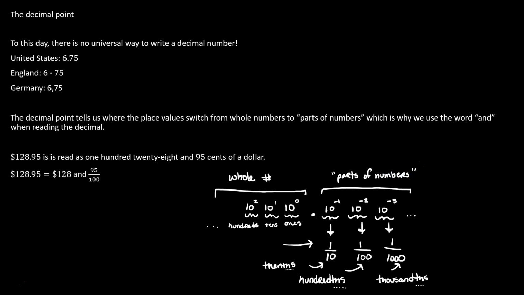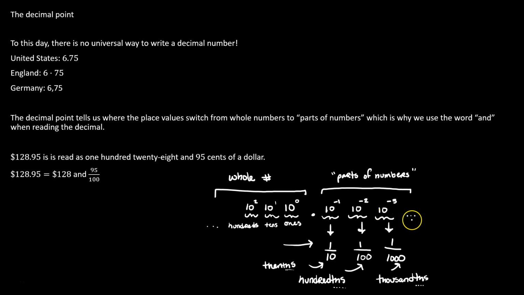And the denominator is what tells us the name of the place value. So one position to the right of the decimal, we are at 1 over 10. That's tenths. Moving over, 1 over 100, that's hundredths. 1 over 1,000, that's thousandths.